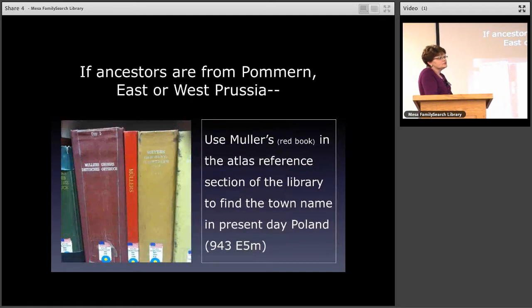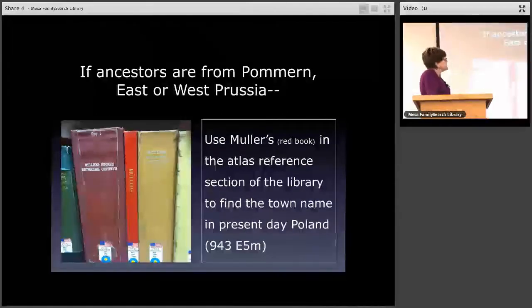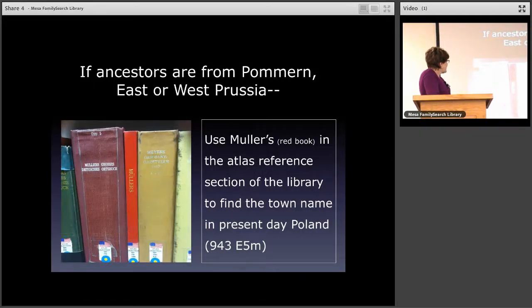Now, if your ancestors came from Pommern, East or West Prussia, which is now modern-day Poland or Russia, you will want to use that red book called Mueller's. It's found in our Atlas reference section over by the maps. And the reason why it's valuable is if you know the old German town, but you don't know the modern-day Polish town, it will tell you what the modern-day Polish town's name is. And therefore, then if we don't have films, you can then use that modern-day town's name to write to their mayor and find out if they have records.